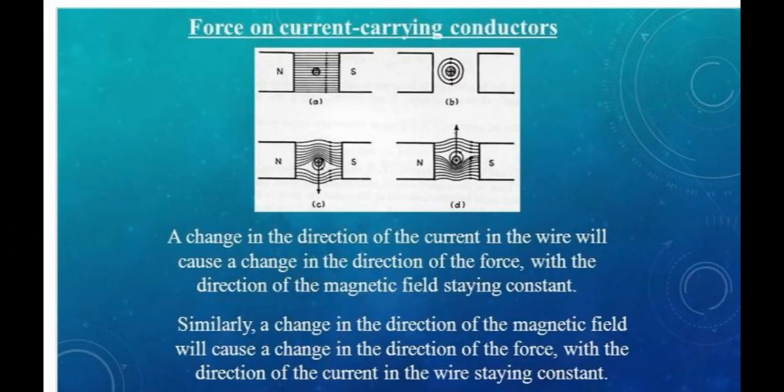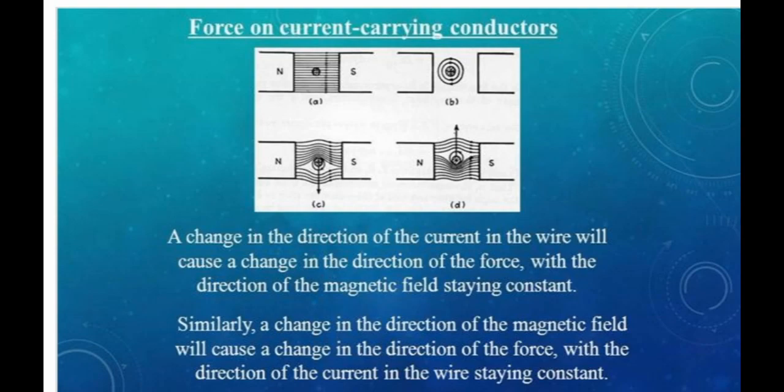Now the force on a current carrying conductor, you can see in this figure how it actually happens. In the first figure, the magnetic field north and south, they are stationary, uniform parallel magnetic fields, and then a conductor is being placed. When the current is allowed to pass, it is also going to produce a magnetic field around it. So a change in the direction of current in a wire will cause a change in the direction of force, with the direction of magnetic field staying constant. Means one time the motion of a conductor is downward, and the second time the motion of the conductor is upward. This happens because we are changing the direction of current.